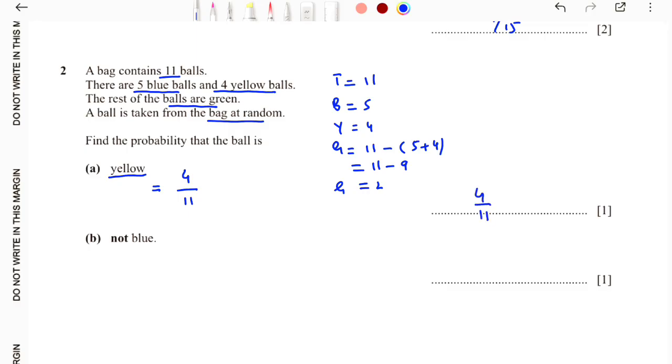Now B part, not blue. We are going to minus the probability of blue balls from 1. 1 minus 5 by 11. So this becomes 11 times 1, 11 minus 5, 6 by 11.